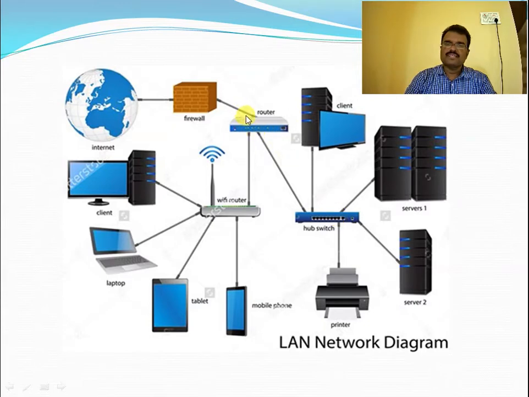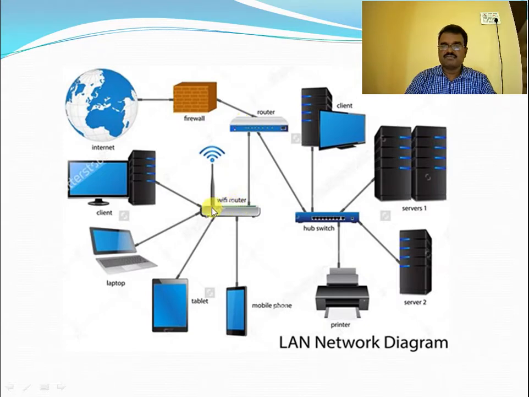So here we are getting the internet after filtering. Through this router we are extending our internet connectivity to the hub, so that through this hub we are extending the connectivity to all these four devices: client, server 1, server 2 and printer. This is one network, and we are also extending the internet connectivity to this router first.